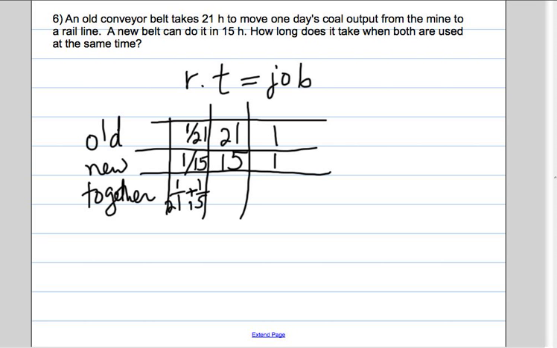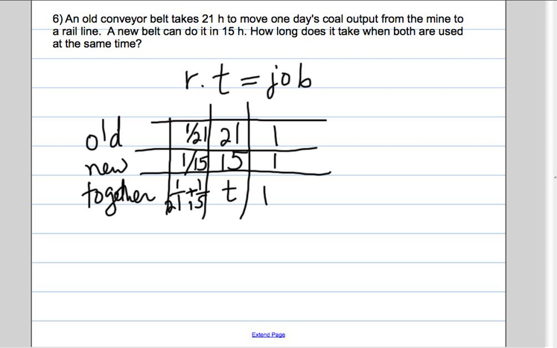We're solving for t. In other words, we don't know how long it's going to take, but we want to still do the one job. Notice we're not doing two jobs. If they were going to do two and they work together, obviously it would be 36 hours that it's going to take them. But they're still doing the one job, meaning 1 day's worth of coal output.